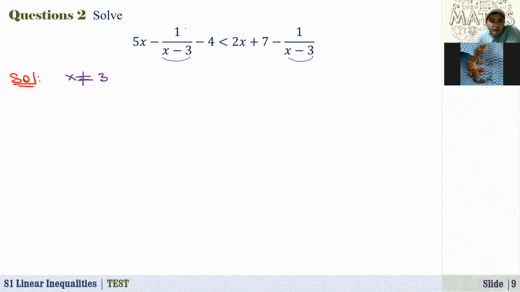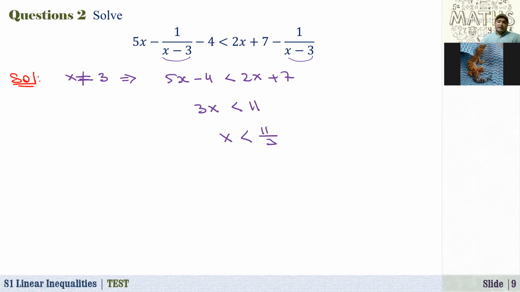If x is not equal to 3, then 1 over x minus 3 is just a constant number. And also on the right-hand side, we have the same thing, right? At that time, our inequality will be reduced into this form. Here we have 5x minus 4 less than 2x plus 7, because all of the other things cancel each other. Now it's just a simple inequality. Take 2x to the left-hand side, 5x minus 2x, that is 3x less than 7, negative 4 to the right-hand side, 7 plus 4, that is 11. So what is x? x is less than 11 over 3. Actually, 11 over 3 is greater than 3.